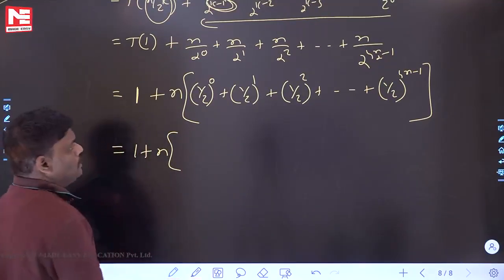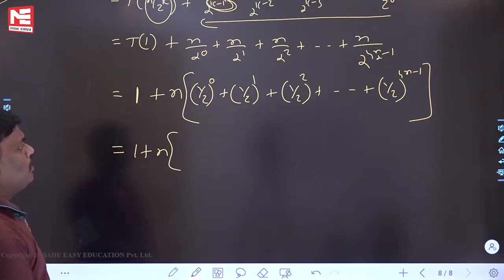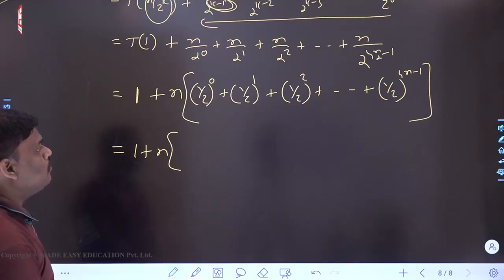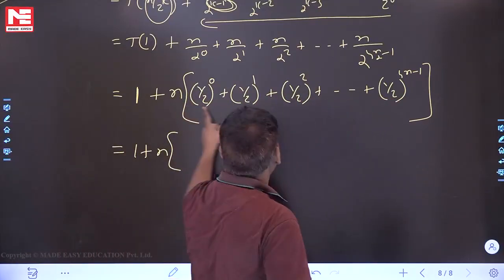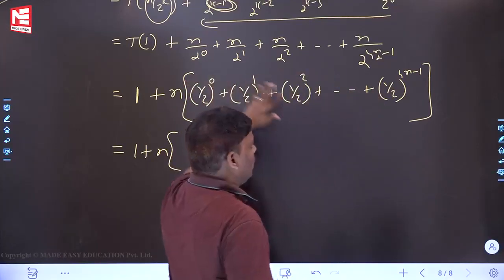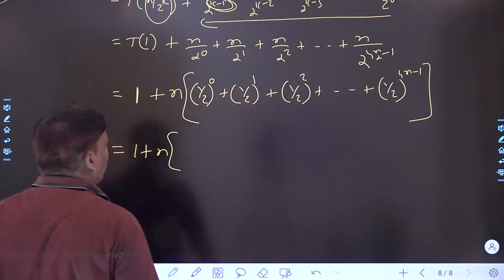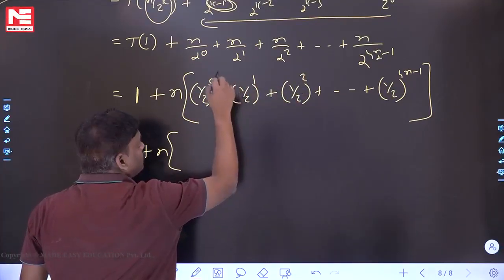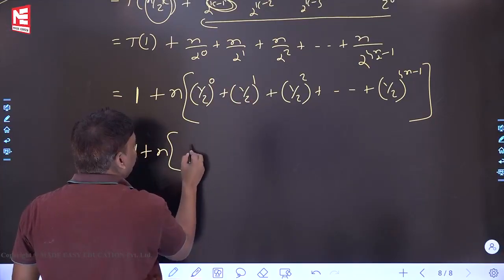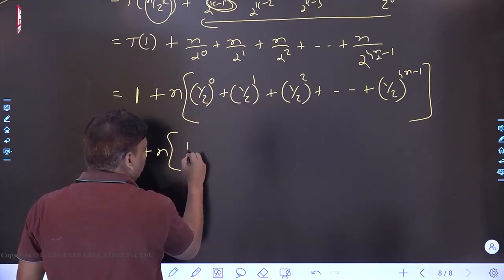Can you help me now? What is this series? A power 0, A power 1, A square, A cube and so on. What is the answer? It is the GP series. In the GP series, how many terms are there? Log n terms, because 0 to 9 means 10, 0 to 99 means 100, 0 to log n minus 1 means log n. This series contains log n terms. Please be careful, right? What is the formula? Sum of log n terms in the GP. What is the answer? A into, what is the A? 1 by 2 whole power 0 means 1.